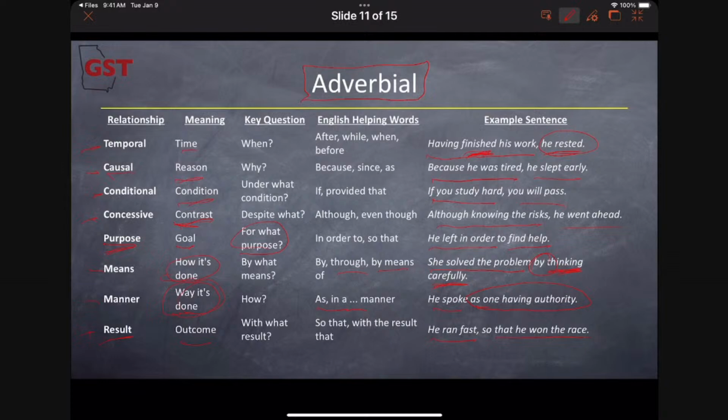But it doesn't always be time. It's not always time related. It can be a cause. It can be conditional. It can be concessive. It can be purpose, means, manner, or result, any other combination. And sometimes means and manner are similar. Purpose and result are similar.